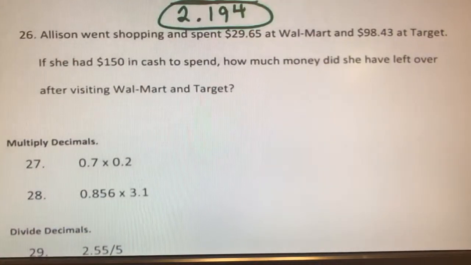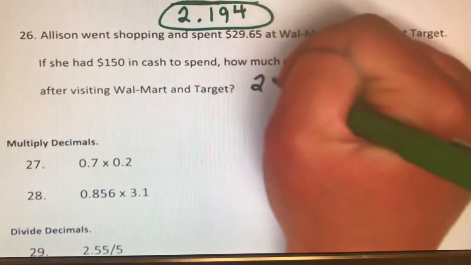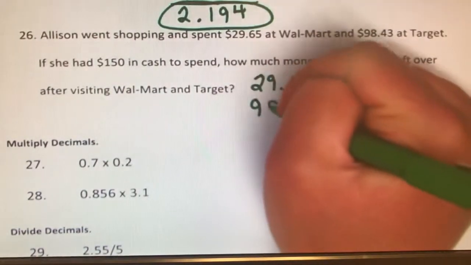This one we have both of them in one. Allison went shopping and spent $29.65 at Walmart and $98.43 at Target. If she had $150 in cash to spend, how much money did she have left over after visiting Walmart and Target? So this is a two-step problem. The first thing we need to do is add the totals together, and then we're going to subtract those from 150.